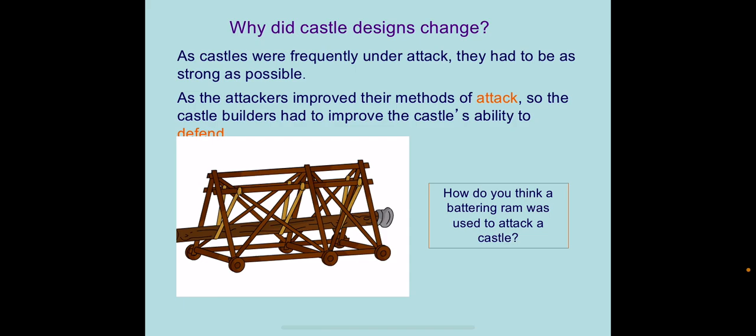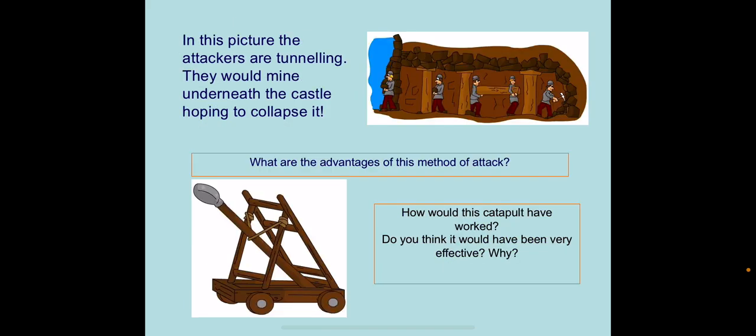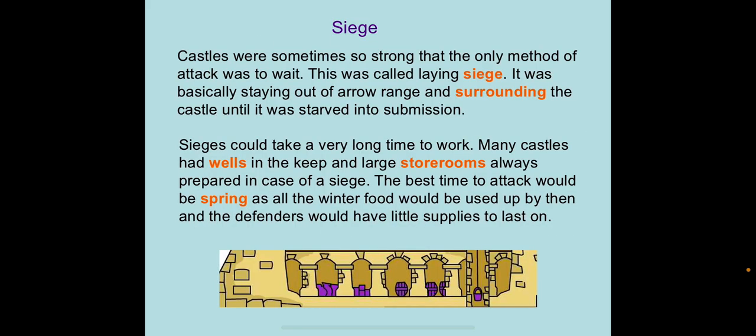As the attackers improved their methods of attack, the castle builders had to improve the castle's ability to defend. So you can see in this battering ram, how this would be used is the big wooden post in the centre of it would be swung into a door. You would also have attackers tunnelling underneath, so they would mine under the castle in the hope that it would collapse. And you had catapults as well that would be used to launch things into the castle to hopefully encourage people to try and escape out.